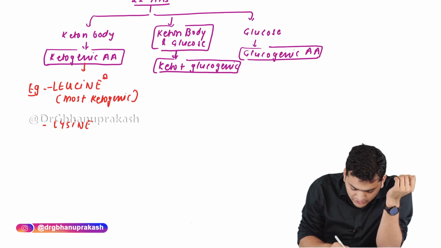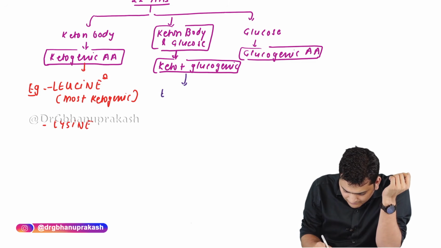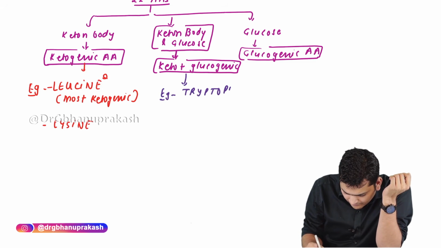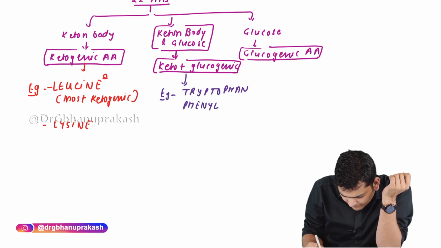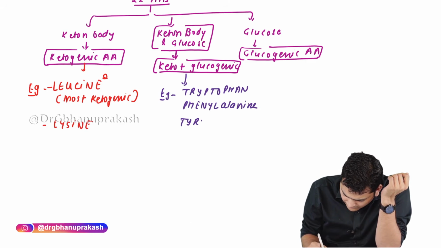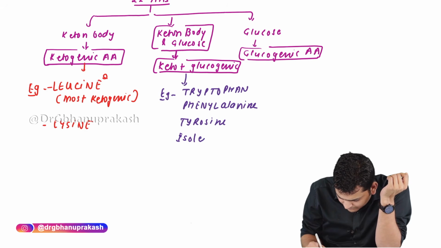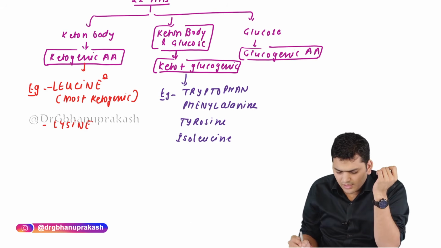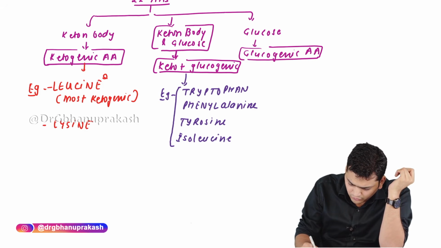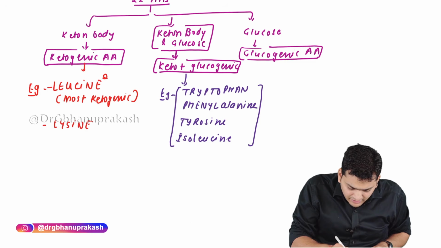When it comes to keto plus glucogenic, the examples are tryptophan, phenylalanine, tyrosine, and isoleucine. These are the four amino acids which are keto plus glucogenic, meaning they can make ketones as well as glucose depending on the demand. The third category is the glucogenic amino acids.